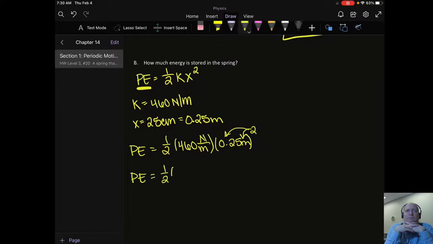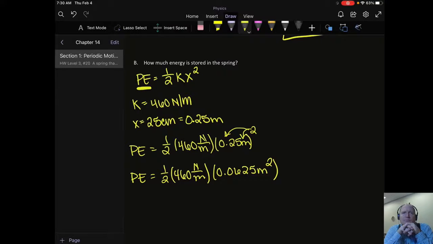Potential energy equals 1/2 times the constant. I like this. Times 0.25 squared is 0.0625. And meters squared, because we also square the unit. That's really cool. I like that a lot. So now if we multiply everything out, so we take 0.0625 times 460 times 1/2, we are going to get a potential energy of 14.4.